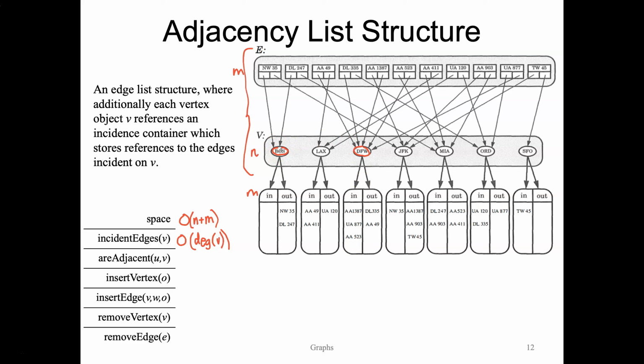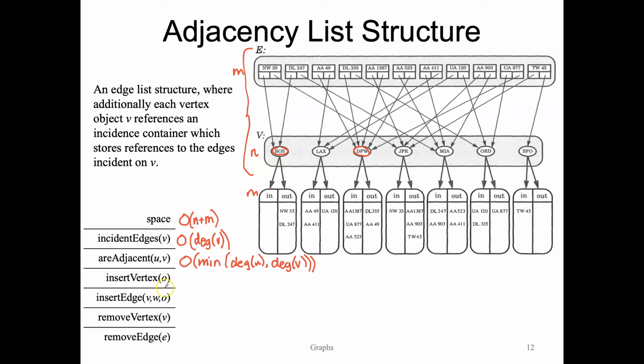But we don't have to check both of them, because if they're adjacent, then they'll both have the same edge connecting them. So rather than checking both of them, we're just going to check whichever one has the least number of incident edges. So this will be the minimum between whichever one of them has the smallest degree. So either U has less edges incident to it, or V has less edges incident to it. Whichever one is less, so in this case, BOS has only 2 edges. So we'll just check those 2 edges, rather than DFW, which has 5.